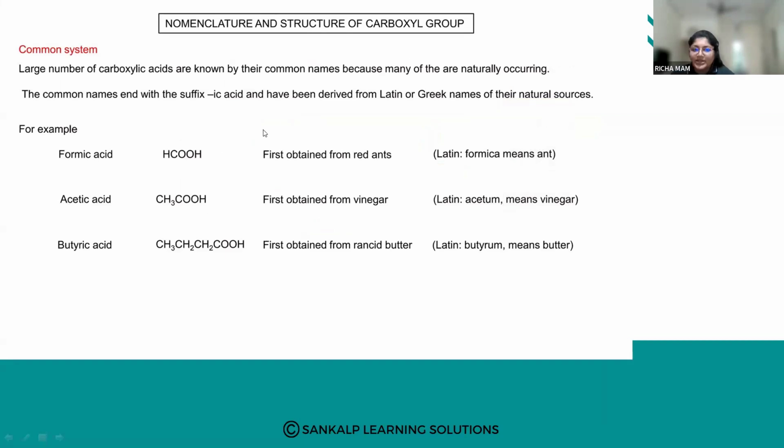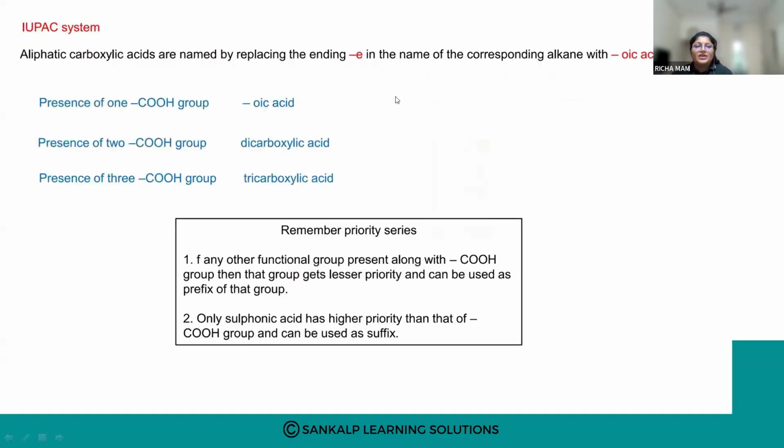We discussed the nomenclature, how to write the common names. Most of the carboxylic acids are given common names because they are naturally occurring. So they got their common names from their occurrence in natural sources. Some examples are formic acid, acetic acid, and butyric acid. Then we saw the IUPAC system.